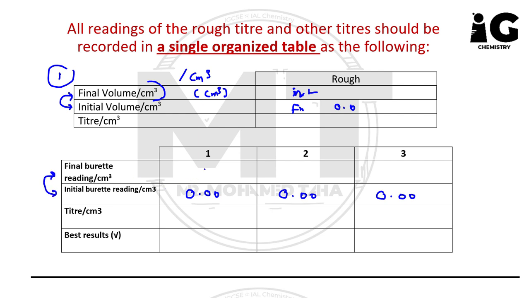So here you can put your final values over here, and take care also everything should be to 2 decimal places. As you see, the reading is to 2 decimal places, so it could be 0.00 or 0.05. It depends according to your reading.